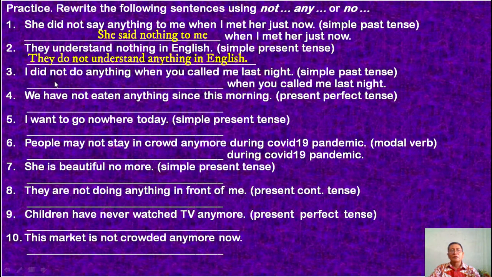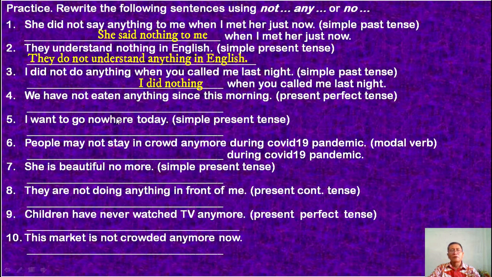Number 3. I did not do anything when you called me last night. Simple past tense. What is another form of number 3? Alright. I did nothing when you called me last night.